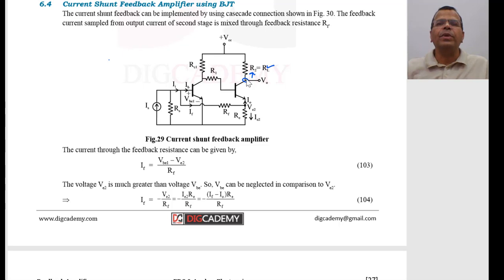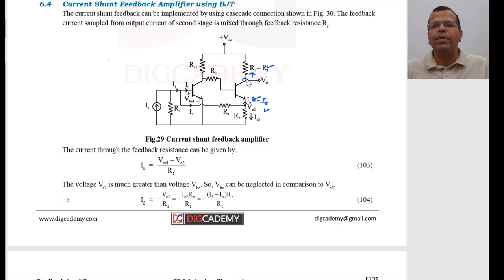If you neglect the base current, the load current is approximately the same as emitter current. Of course, as far as direction is concerned, this is entering into emitter, but in fact, emitter current leaves from the collector, so load current must be negative of emitter current. Fine. So a component of load current passes through this resistance Re, that is this. So we are taking the sample of load current.